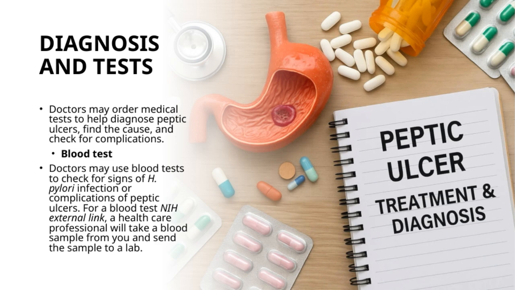When you get a blood test, a healthcare professional will take a small sample of your blood and send it to a lab for analysis. This helps provide important clues about what's going on inside your body. Overall, these tests are essential tools for accurately diagnosing peptic ulcers, understanding their cause, and guiding effective treatment. They connect directly to the bigger picture of managing your health and preventing further issues.